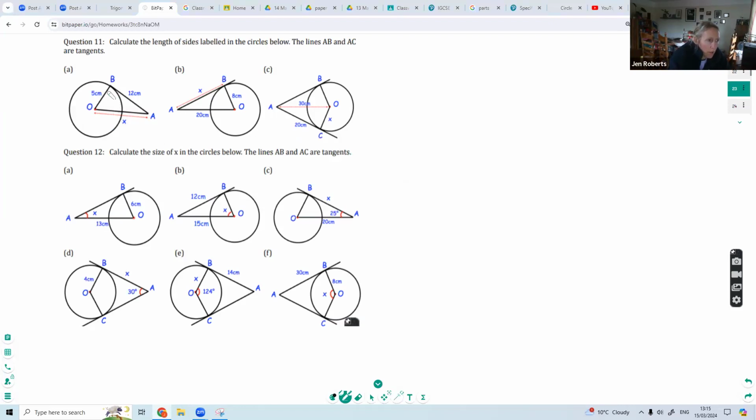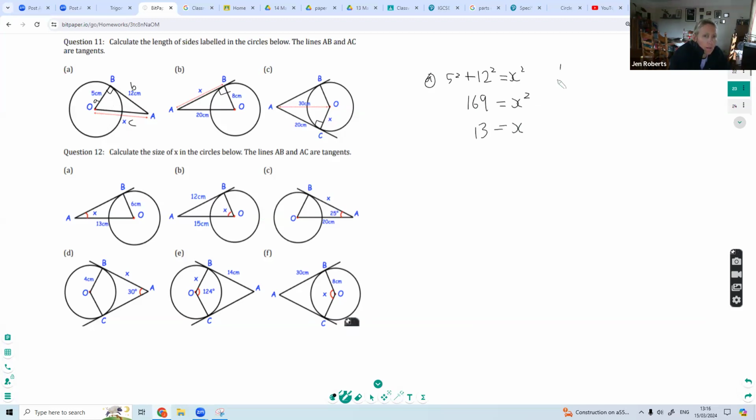Okay, so these first three are all Pythagoras. First one, you've got your A, B, and your C. 5 squared plus 12 squared equals x squared. 169 equals x squared. Square root, x is 13.